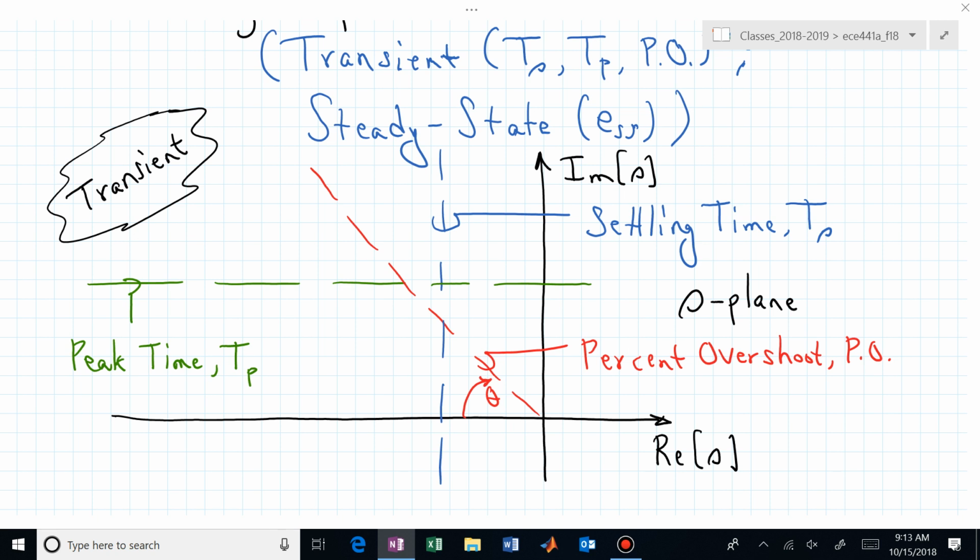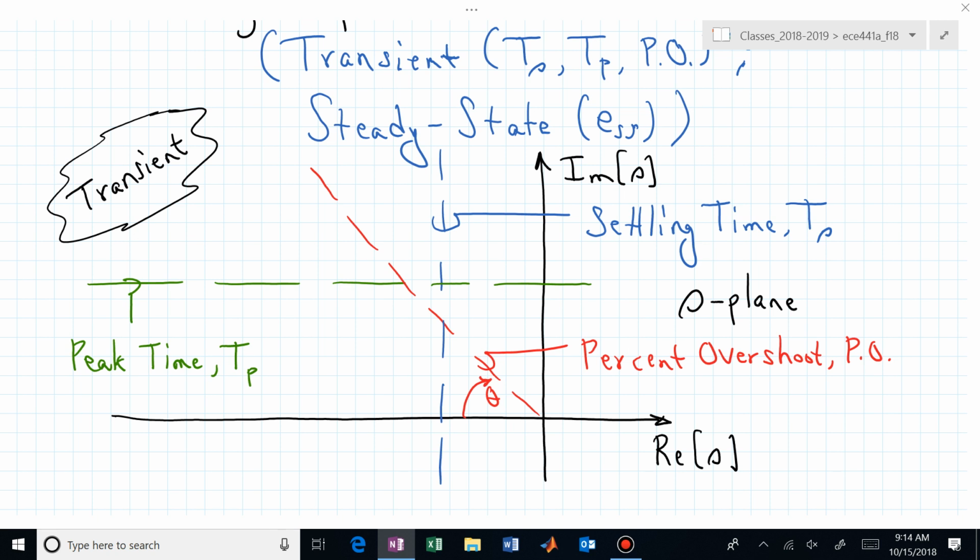Question? So can you have an impossible percent overshoot? Are you meaning, well, these specifications are for pure two-pole systems, but you can have a very, very large percent overshoot in reality.